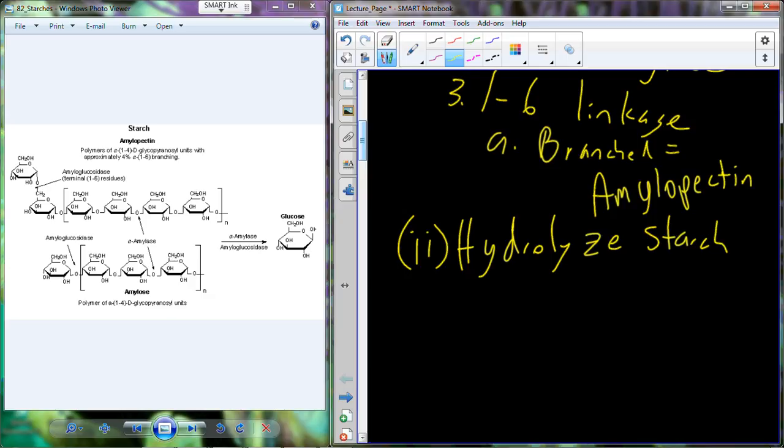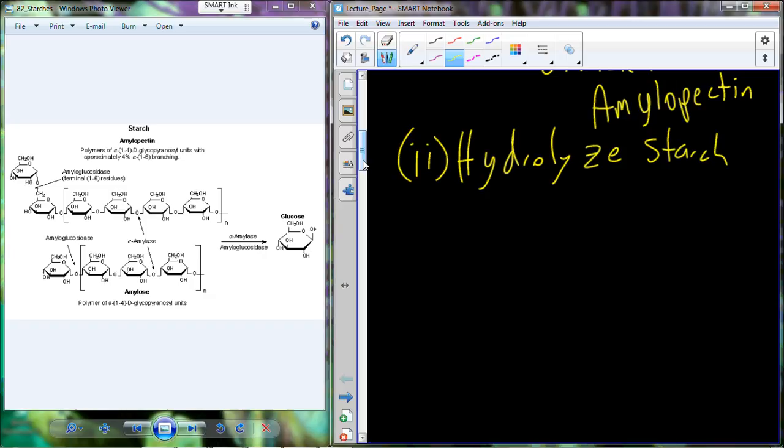What's that? Yeah, the bonds. Which bonds in particular? They're going to be my C1-C4 and my C1-C6 bonds. I'm going to release, or liberate, those individual monomers. So we can hydrolyze starch. And when we do that as humans, we're pulling the monomers out, those individual glucose, I'm just going to call those sugars, and we're going to use those for the cell. And we're going to use that for energy production.